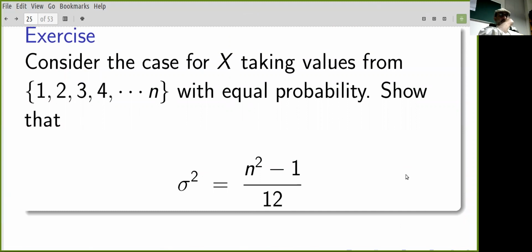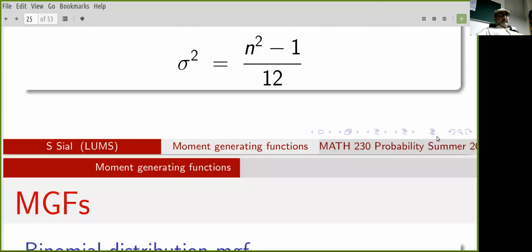Okay. Now, as an exercise, think about what happens when you've got an n-sided fair die, with equal probability 1/n. What would the variance be? You can show that sigma squared is equal to (n squared minus 1)/12.